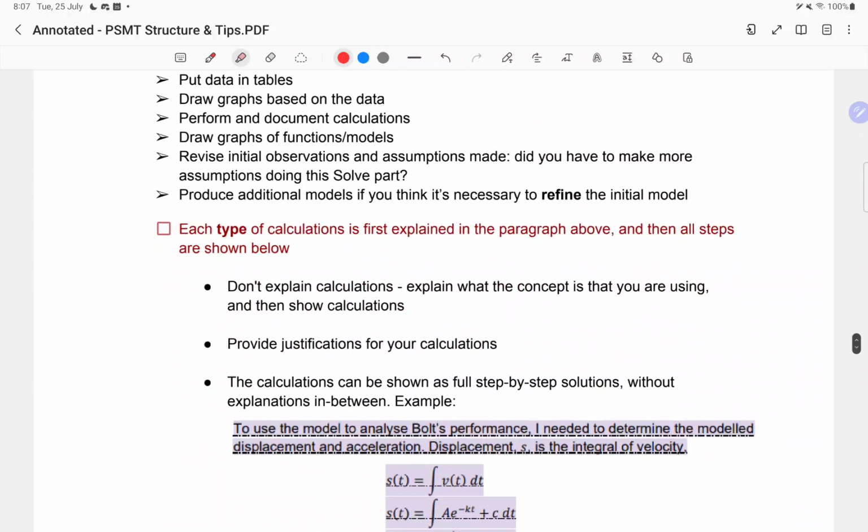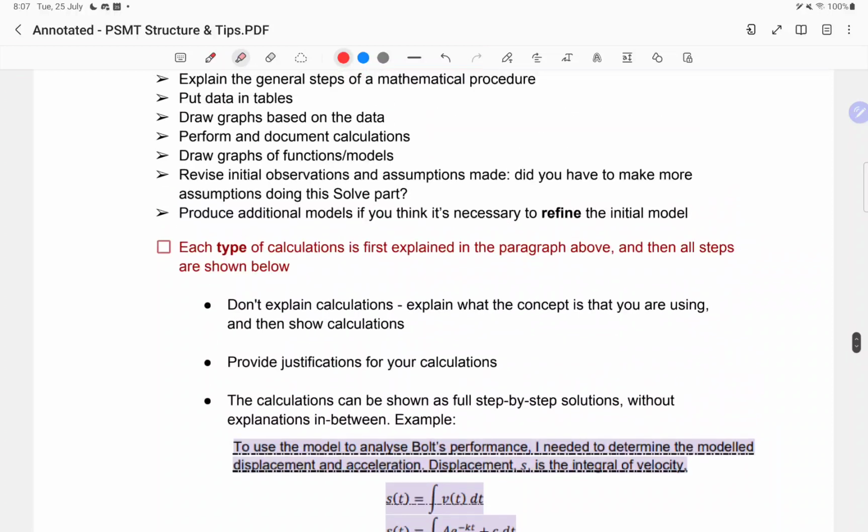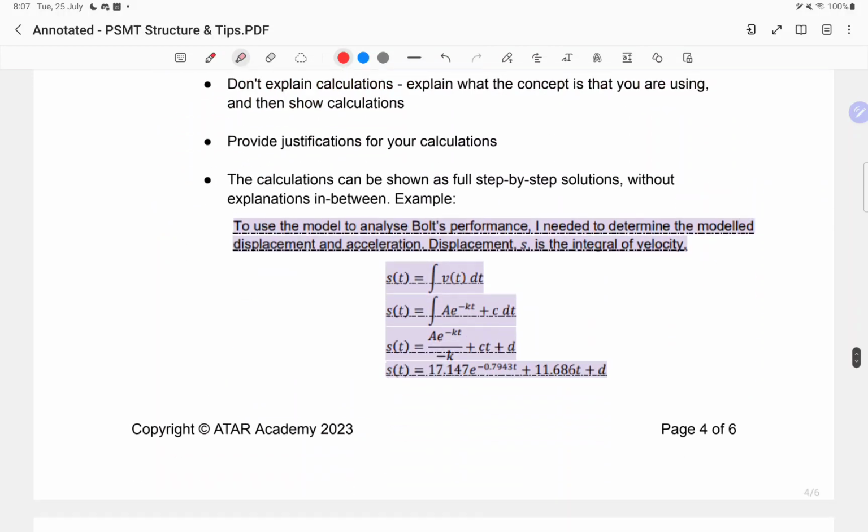Now solve part. I think this one is quite straightforward. Make sure you explain the types of calculation, right? So explain in the paragraph above that, and then you show the steps. So for example, here, it's like, to use a model to blah, blah, blah, you need to determine the model, displacement, velocity, yada, yada, and then you show it.